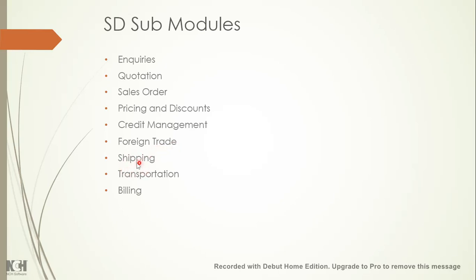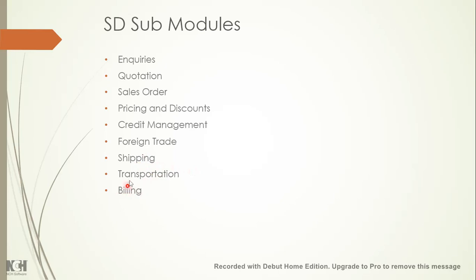Shipping and transportation mainly relates to the delivery of your products. So in shipping you define the different types of shipping routes and the types of rates applicable. In transportation you define similar things: the mode of transportation and how the material should be sent. That type of information you define in these sections.